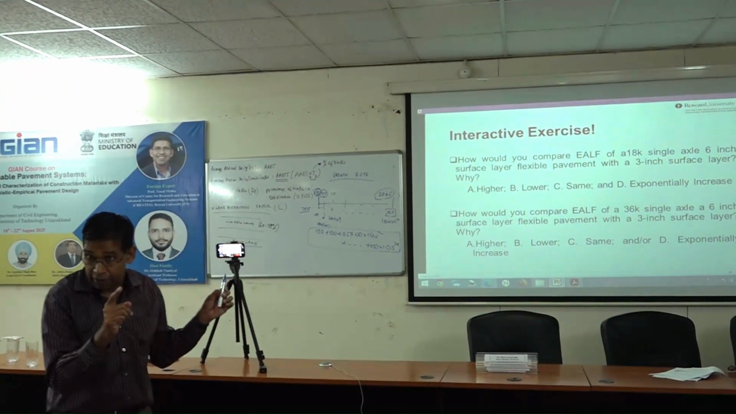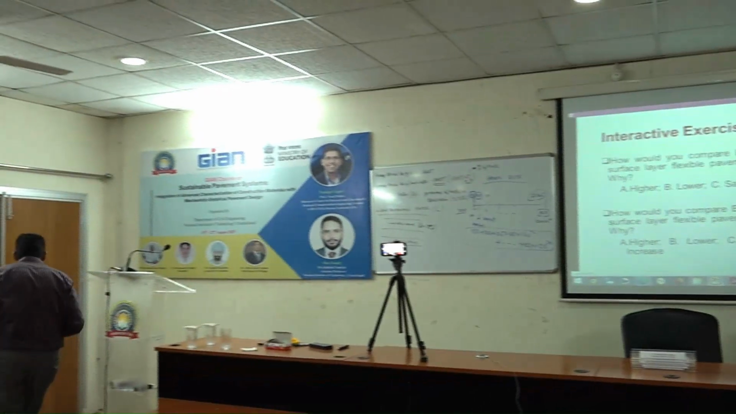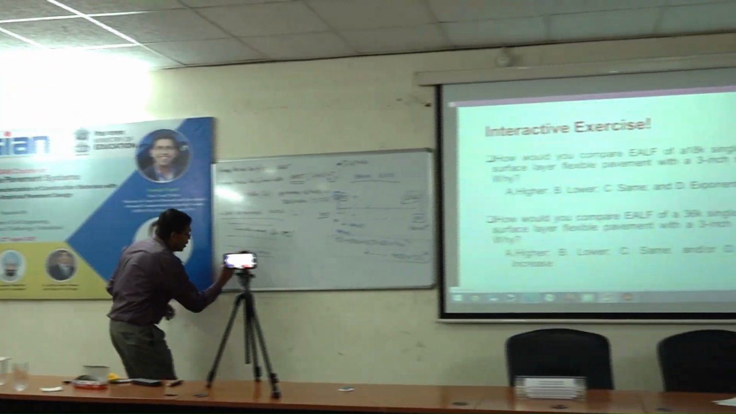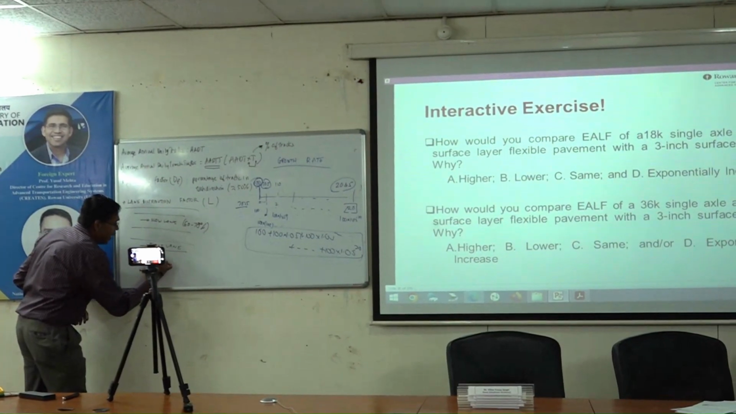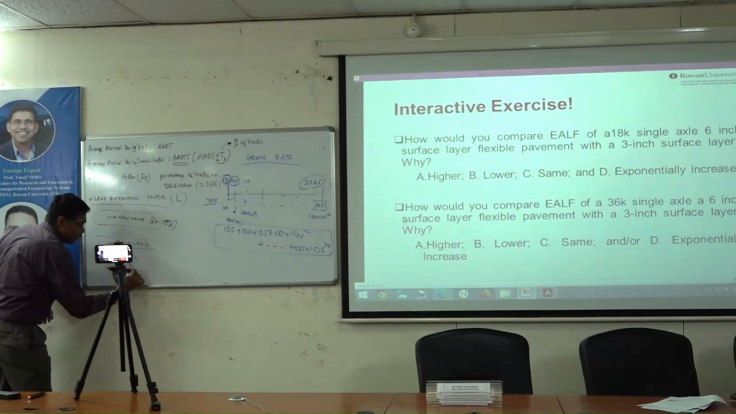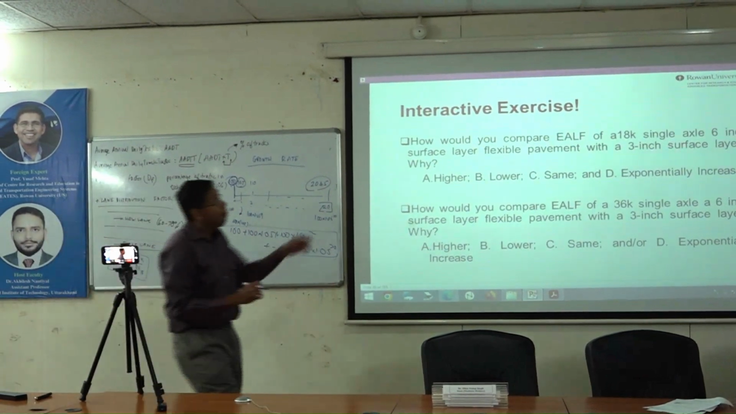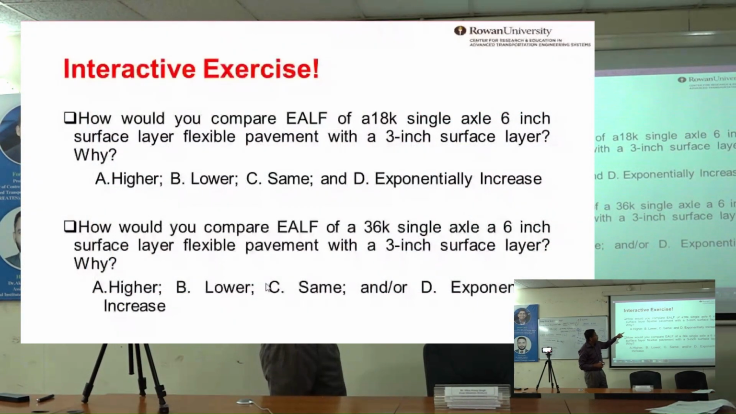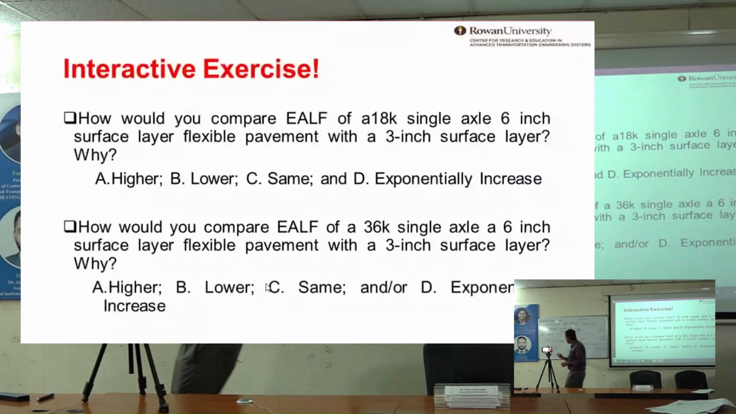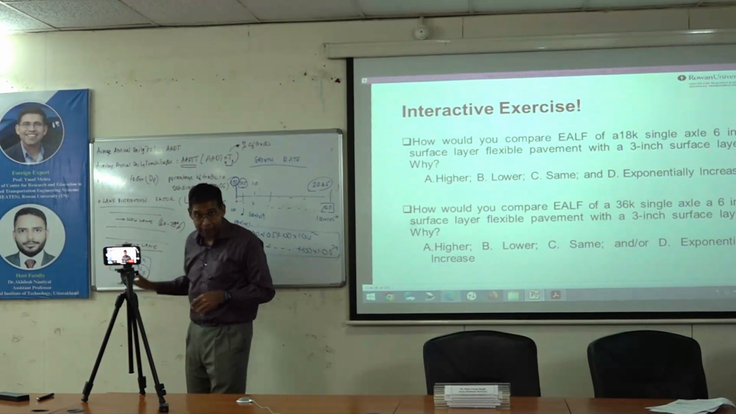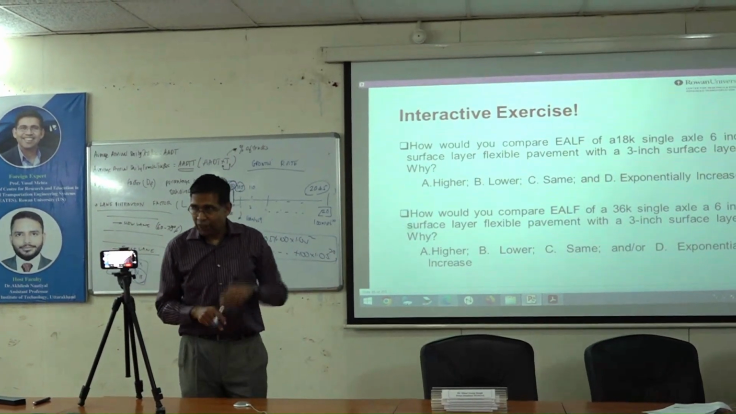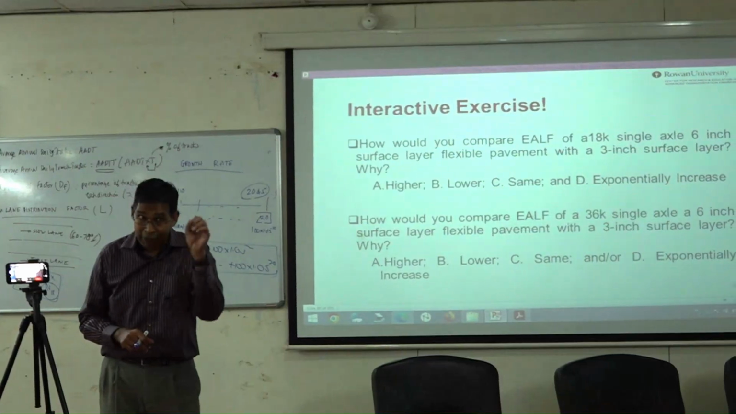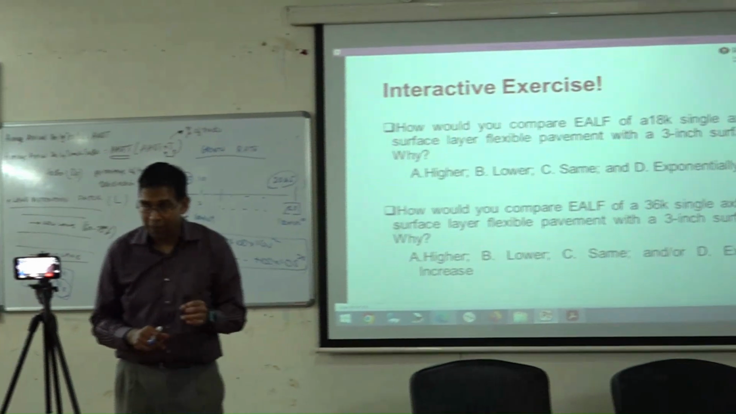I gave you the definition of ELF, right? The ELF definition I gave you was NX over N18, correct? The question here is very simple. How would you compare ELF of an 18 kip single axle, 6-inch surface layer pavement with a 3-inch surface layer? Using this definition, ELF is always compared with N18, correct? I have said that multiple times. So if I have a thick layer versus a thin layer for an 18 kip single axle, what would be the number? ELF.